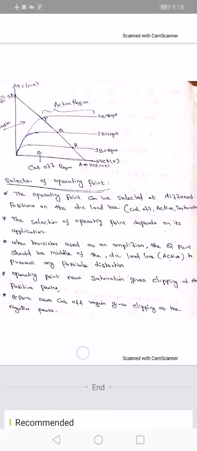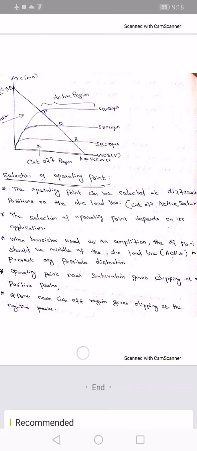Whereas the operating point near the saturation region, that is the P point, gives clipping at the positive peaks. That is, some small portion of the positive waveform may be clipped when the operating point is selected in the saturation region. And the next one is the operating point or Q point selected near the cutoff region, which gives clipping at the negative peaks. Some small portion of the negative waveform may be clipped when it is selected in the cutoff region.